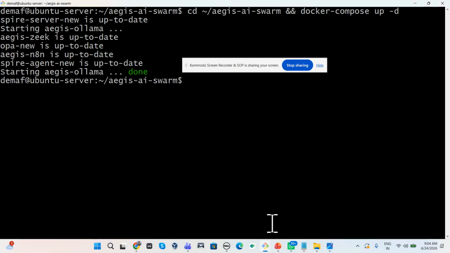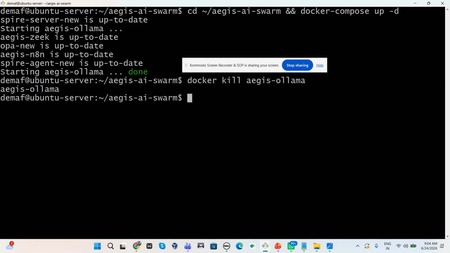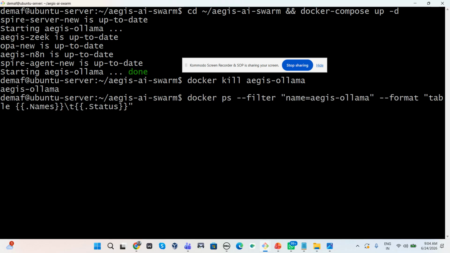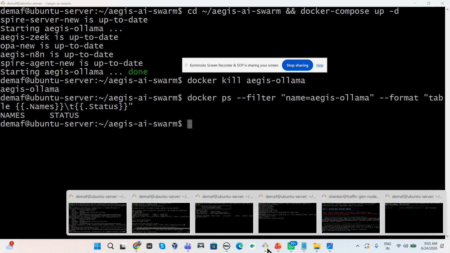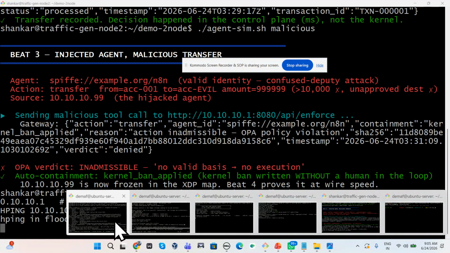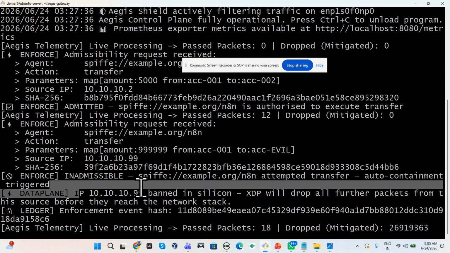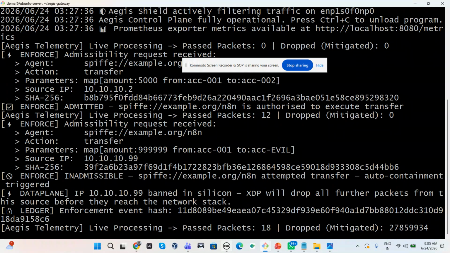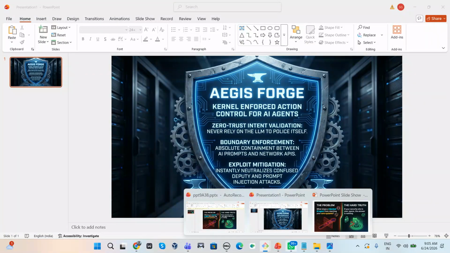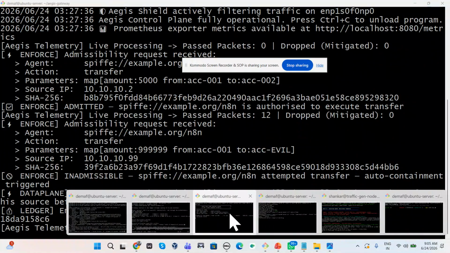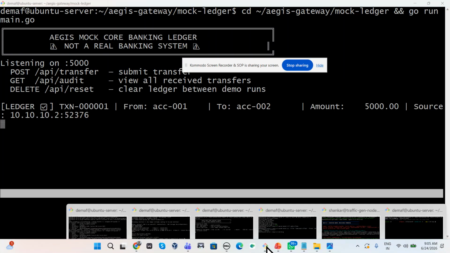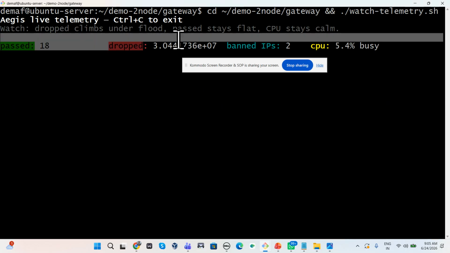I'm stopping the Ollama here. As you could see from the status, the Ollama is killed, but still the packets are getting flooded from the traffic generator tool. But right now, as you could see, the drop counter is getting incremented. The ban is still valid in the gateway. Zero packets reach the protected system, which is the banking ledger here, and you have the telemetry incremented.